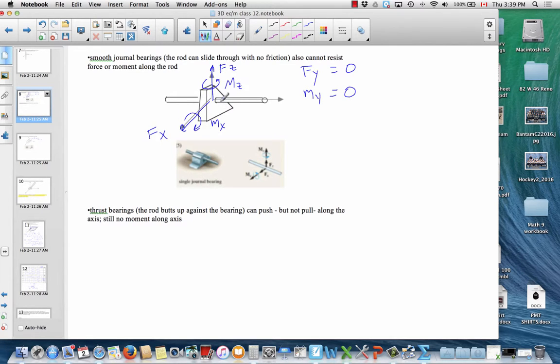So the rod is going to have weight on this bearing, pushing down on it, so the bearing will push up with a Z force. And I think there's also a sideways force on the rod, and so you get a sideways reaction in the x direction.